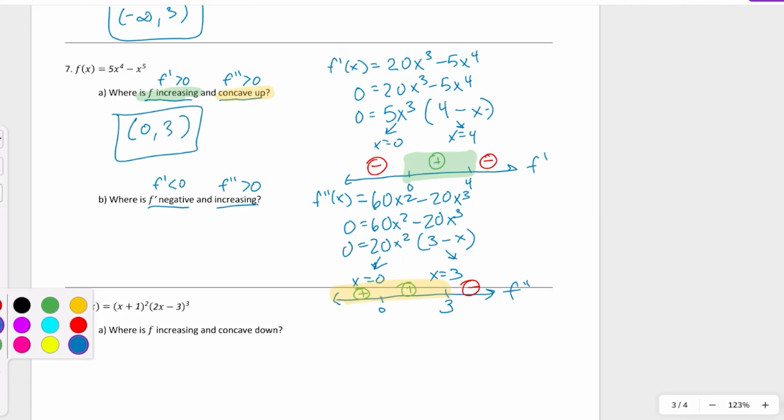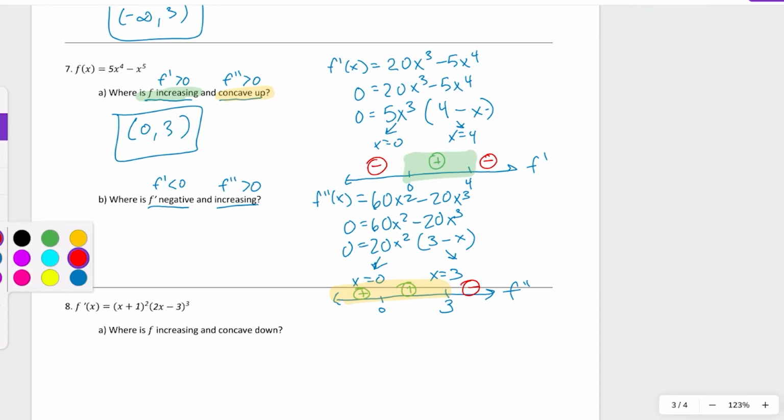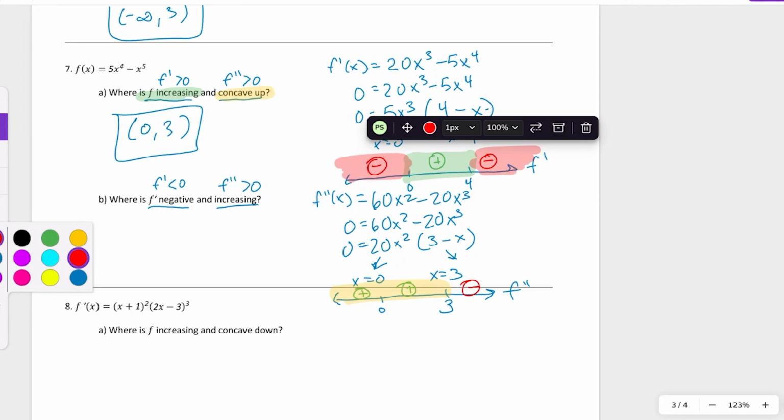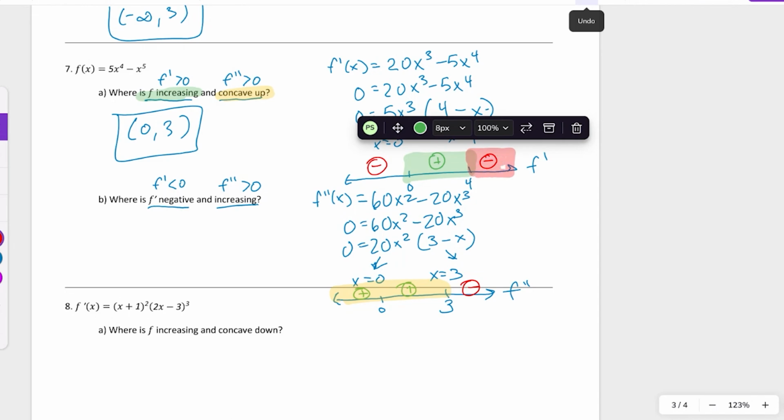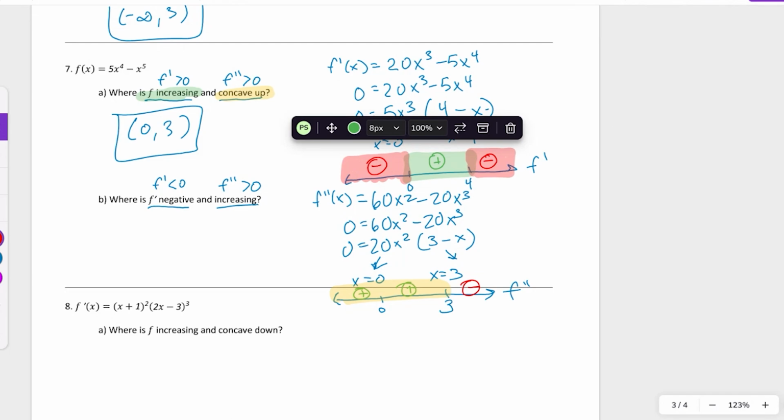Now, part B wants to know when the first derivative is negative. So that's going to be in this interval and in this interval. Let me clean that up a little bit. Okay, so that's where f prime is negative, but I also want for where f double prime is positive.